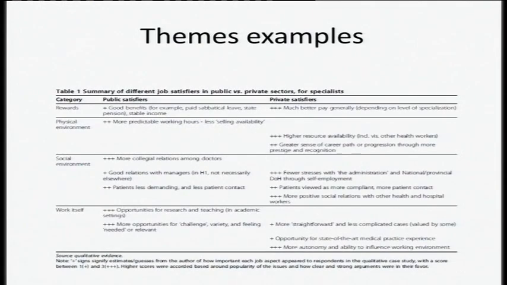This was another study that John Ashmore did on public and private medical specialists in Cape Town. And here, okay, category is sort of interchangeable for theme in some of the literature. He's got his themes as rewards, physical environment, social environment, work itself. And he's got public satisfiers and private satisfiers. So you see that for him, these themes are very specifically defined. And when you define your themes very specifically, you can do so much more with the data.